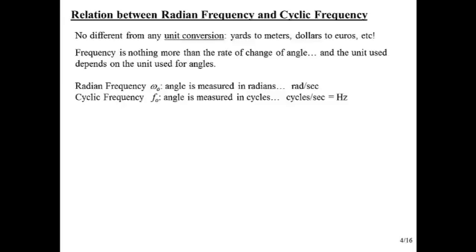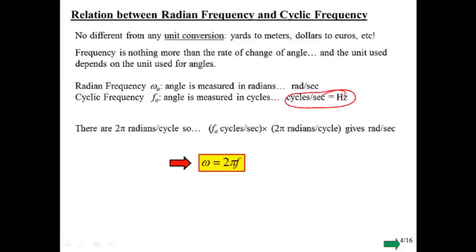Okay, so radian frequency is in radians per second. Cyclic frequency is cycles per second, and then we have a special unit for that, which is called hertz. So one cycle is all the way around the circle. 2 pi radians is all the way around the circle. So we've got this conversion factor, 2 pi radians per cycle.